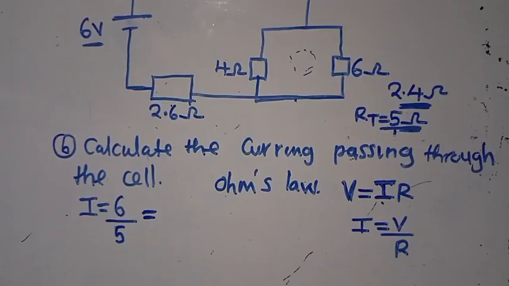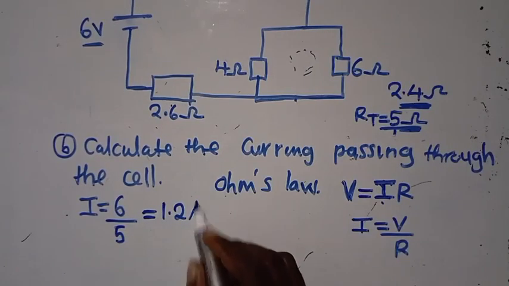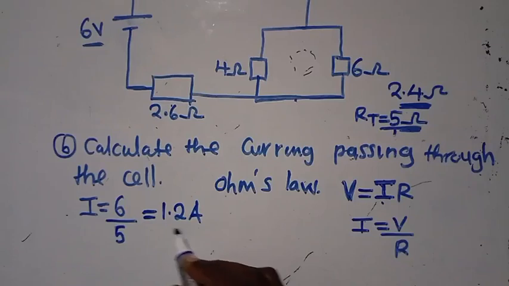How about others? What answer are you getting? We are all getting 1.2, isn't it? So 1.2 amps. This is the total current that is passing through the cell. Just like this, you are done.